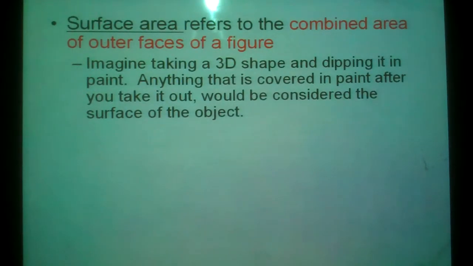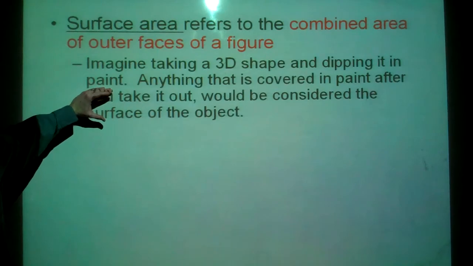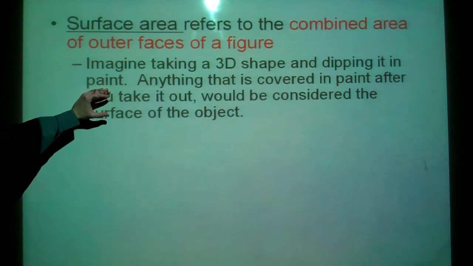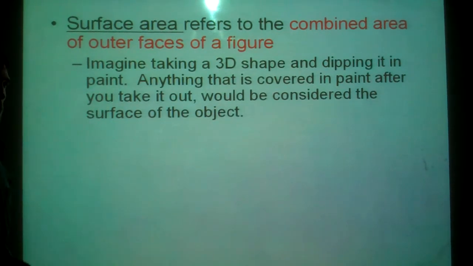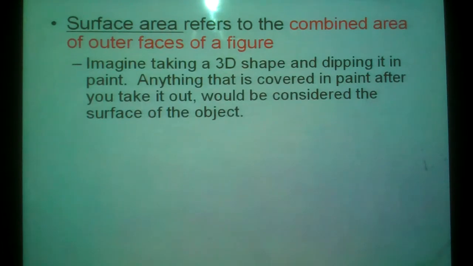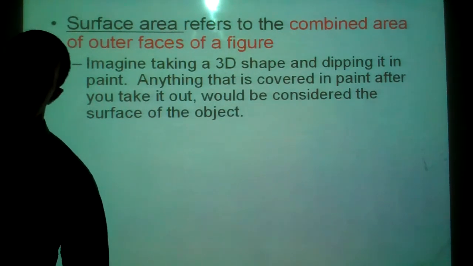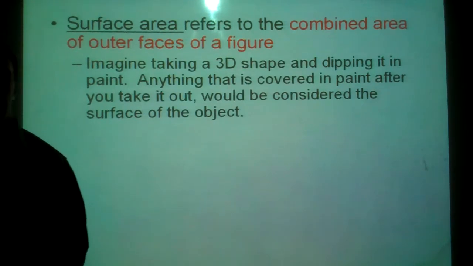So, surface area, by definition, refers to the combined area of the outer faces of a figure. Okay? So imagine taking a 3D shape and dipping it in paint. So putting the whole thing into a bucket of paint, just make sure everything is under, and then bring it back up. And anything that is covered in paint after you take it out would be considered the surface of the object. So anything covered in paint is what we'd be finding the area of.